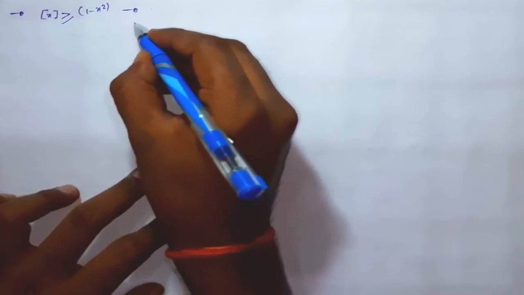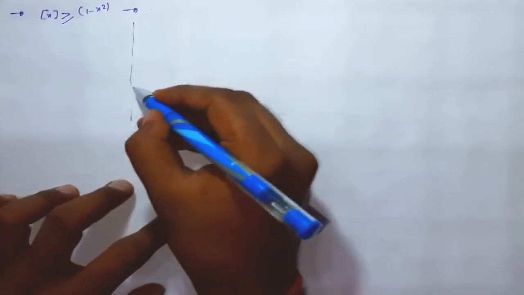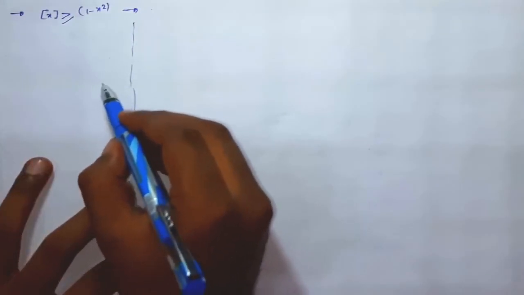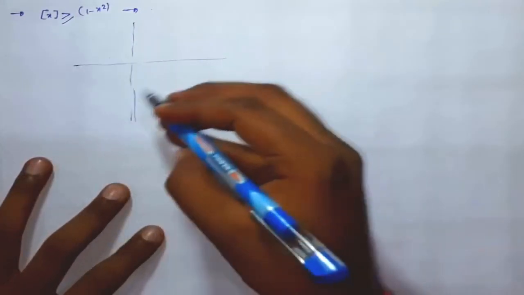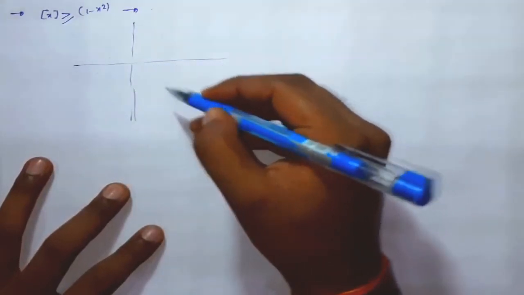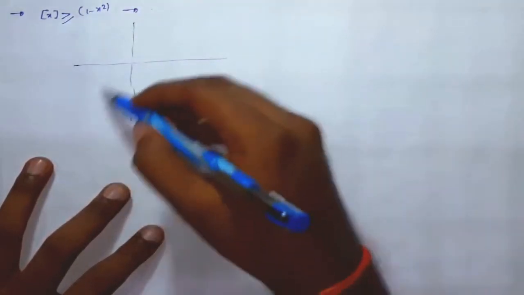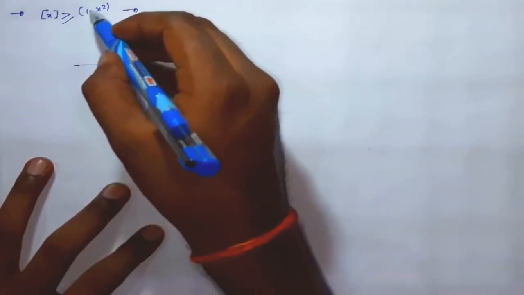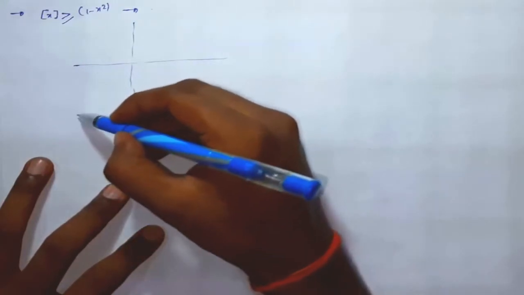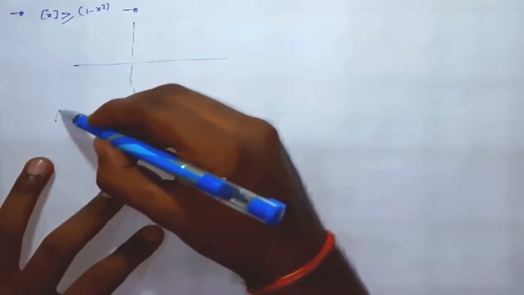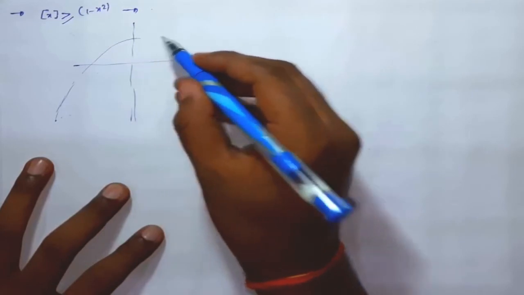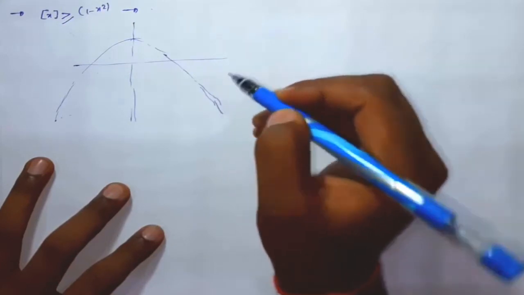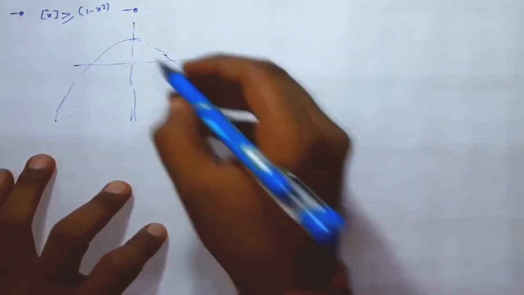This is the Cartesian plane. This is minus x square. Now we are going to shift the minus of x square by a distance of 1 in the positive y direction. Then this will be like this. Okay, this will be 1 minus x square. This will be 0 comma 1.